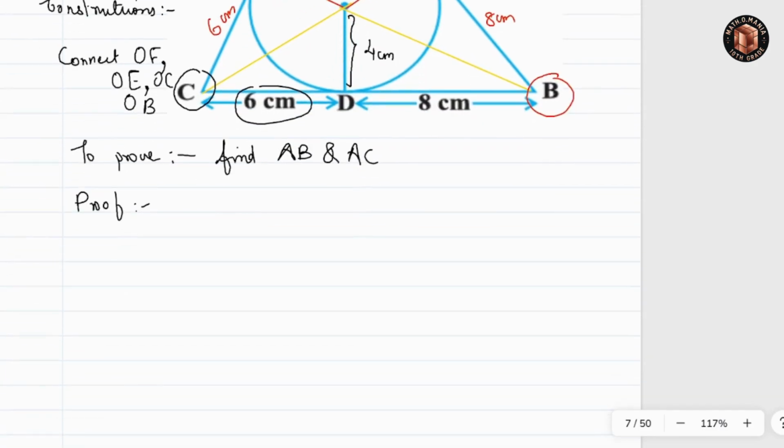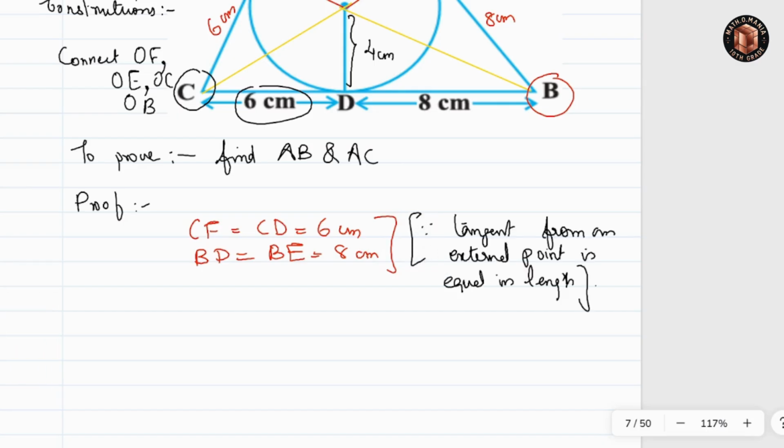First, what we had to write? CF equal to CD equal to 6 centimeter. Then BD equal to BE equal to 8 centimeter. Why? This is because tangents from an external point are equal in length.